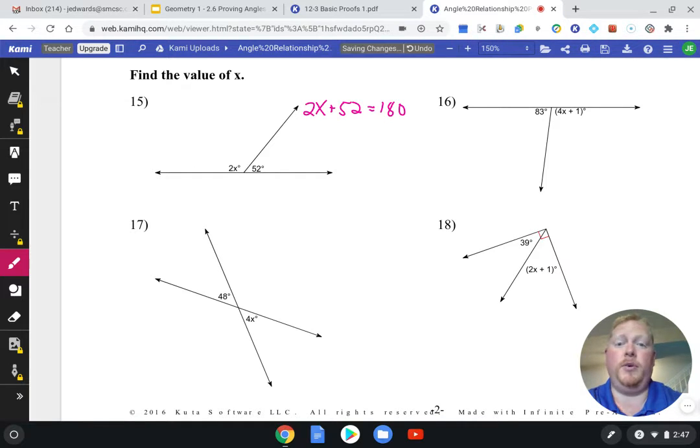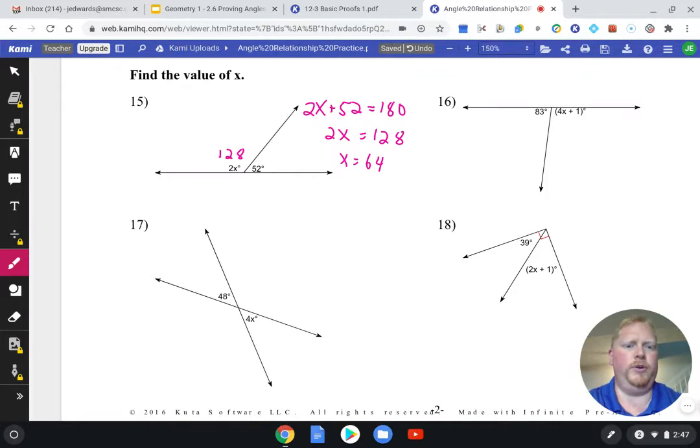And then I can solve that equation. Let's subtract the 52 and divide by 2, and I get x equals 64. Now it's quite possible that they could say find the measure of each angle, in which case I could just take that 64 and plug it in, and I would get that this angle is 128.